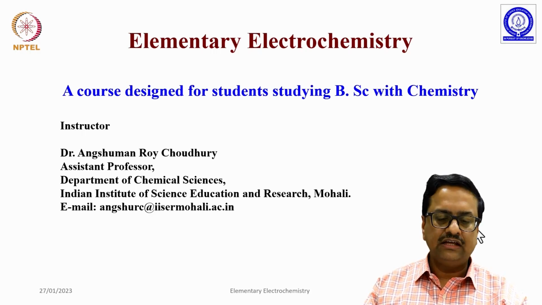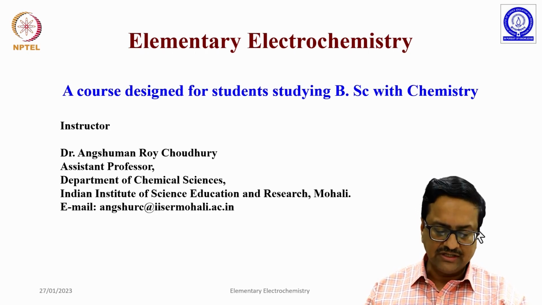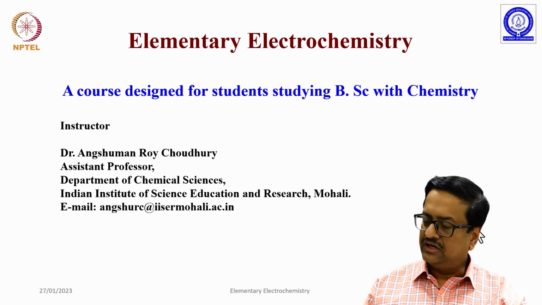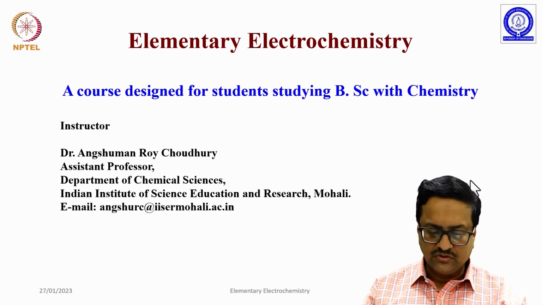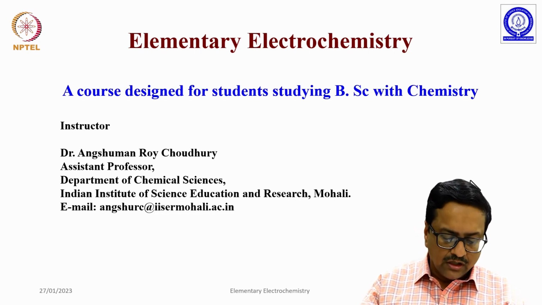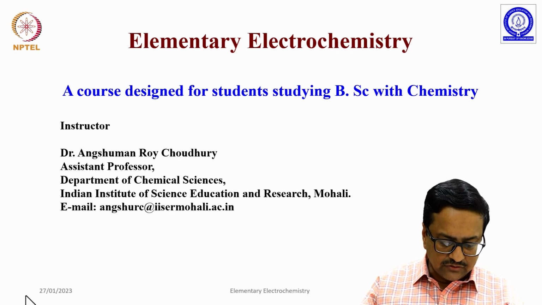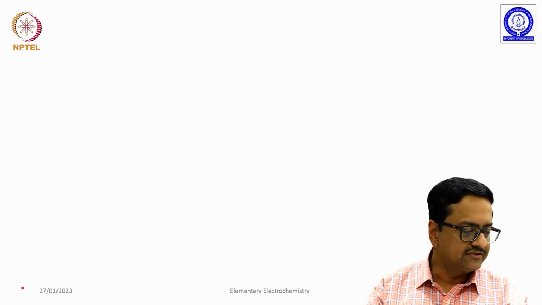Welcome back to the course entitled Elementary Electrochemistry. In the previous lecture, we discussed how to determine the transport number of a cation using the moving boundary method, and I demonstrated the solution of a simple problem. So, in this lecture, I am going to start discussing various features related to conductance measurements.